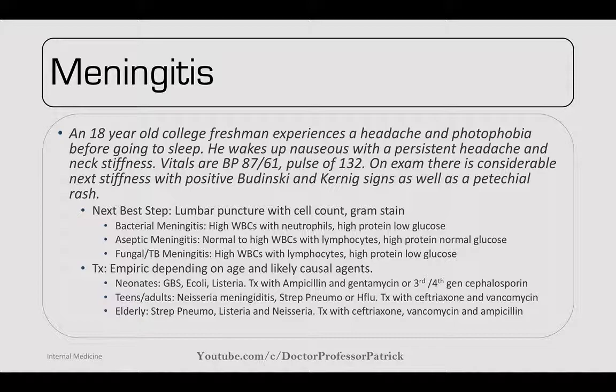If these are neonates, the most likely agents are GBS, E. coli, and Listeria. So you treat empirically with ampicillin and gentamicin. Depending on when they were born, you can consider third or fourth generation cephalosporins.